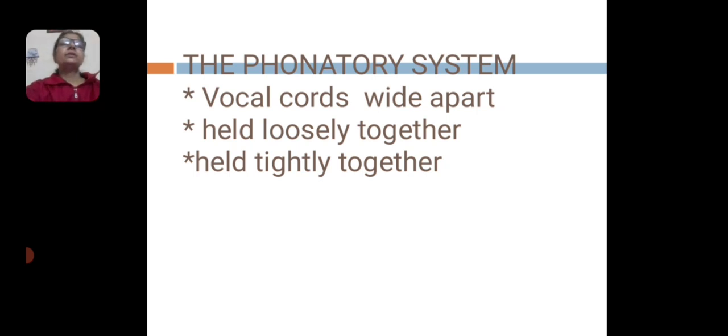Vocal cords are in our throat. There is the larynx in our throat which contains the vocal cords.